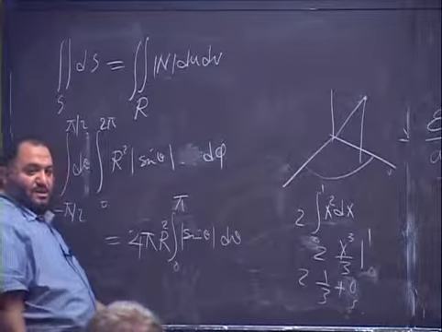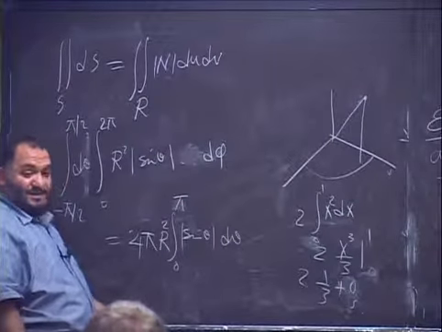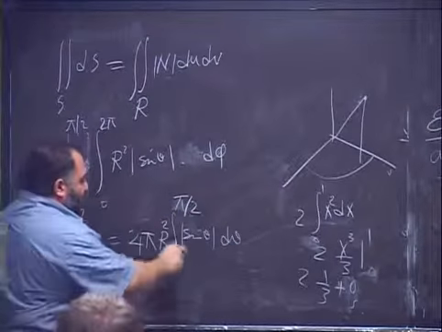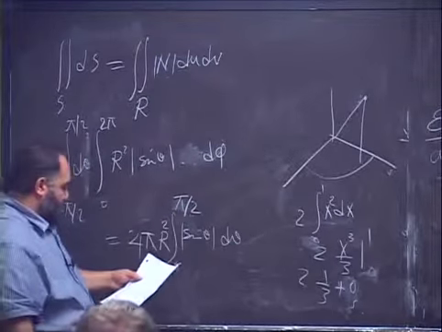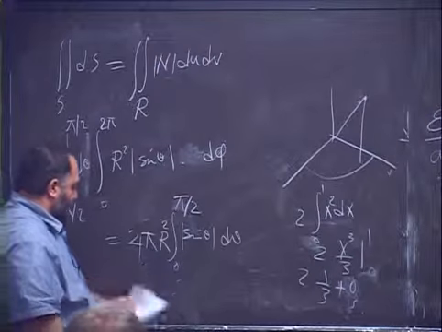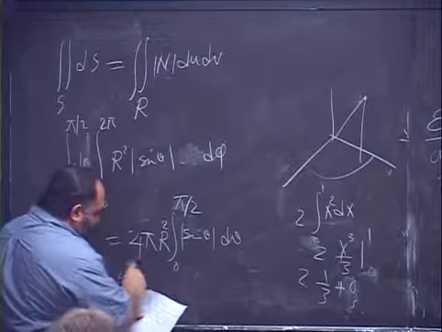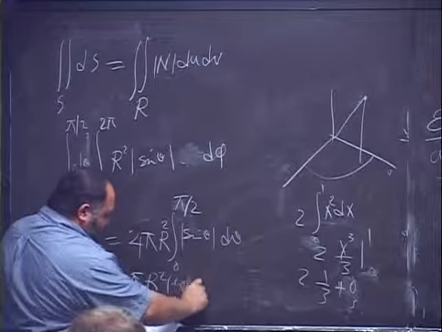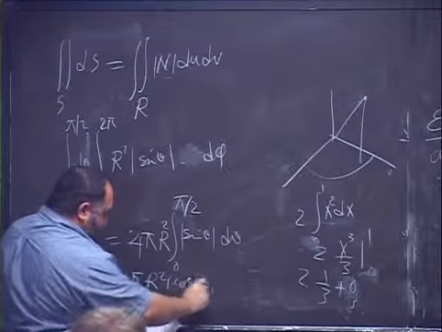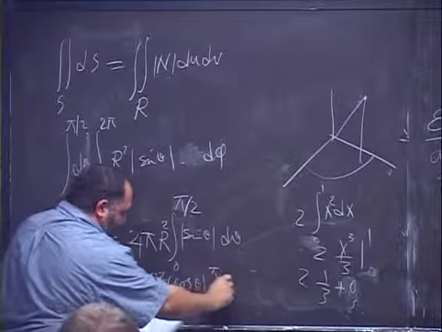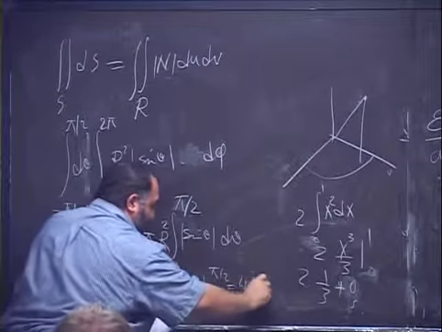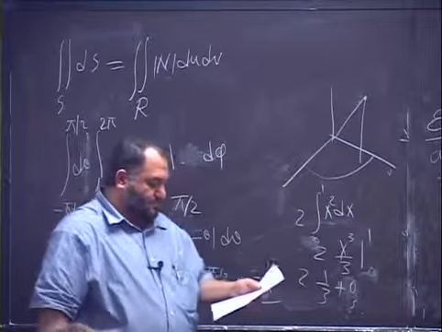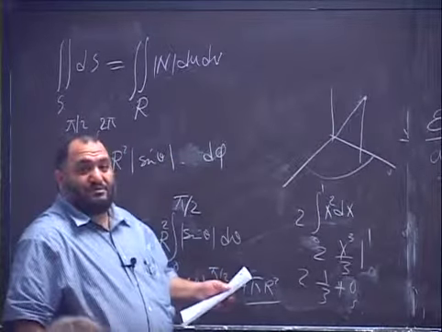So shouldn't your top boundary then be pi over 2? Yeah, pi over 2, sorry. Thank you. So this will give you what? This will give you 4 pi r squared multiplied by negative cosine theta from 0 to pi over 2, and this will give you just 4 pi r squared, which is the area of what? Sphere.